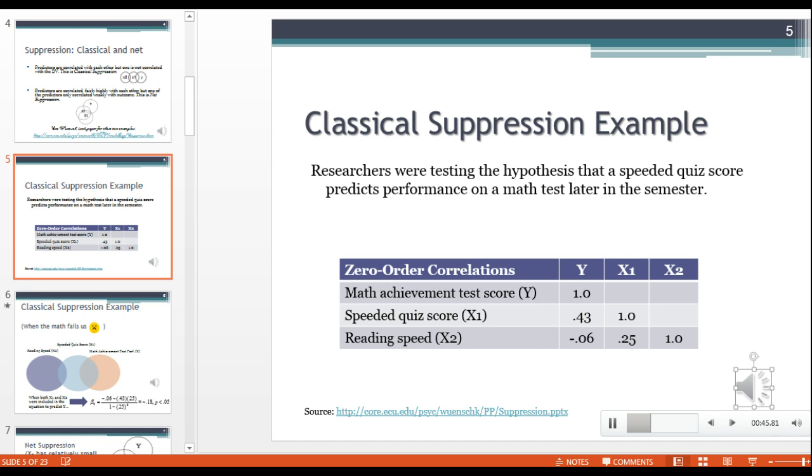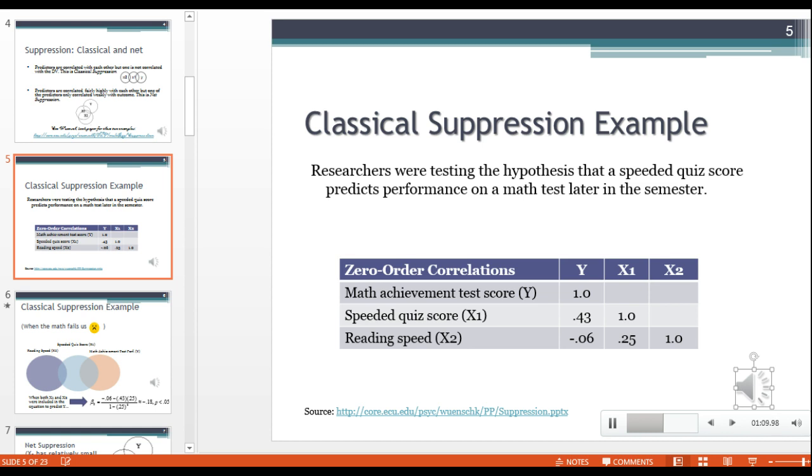And so let's say we run the study on these students and we obtain the following zero order or bivariate correlations. So we have the DV, which is the math achievement score, and that is correlated with the speeded quiz score as we hypothesized it would be, 0.43, so there's a positive relationship.